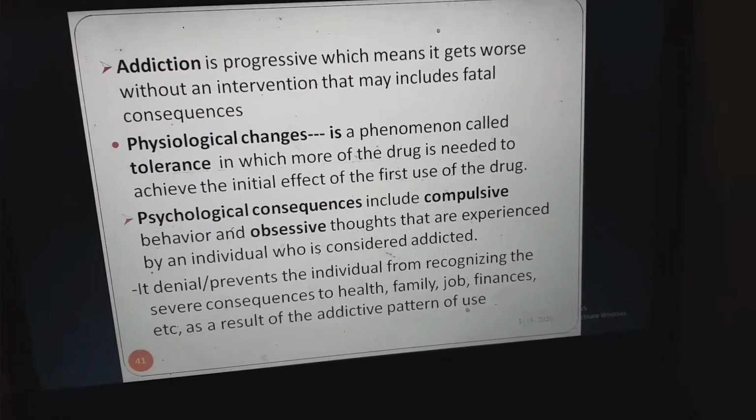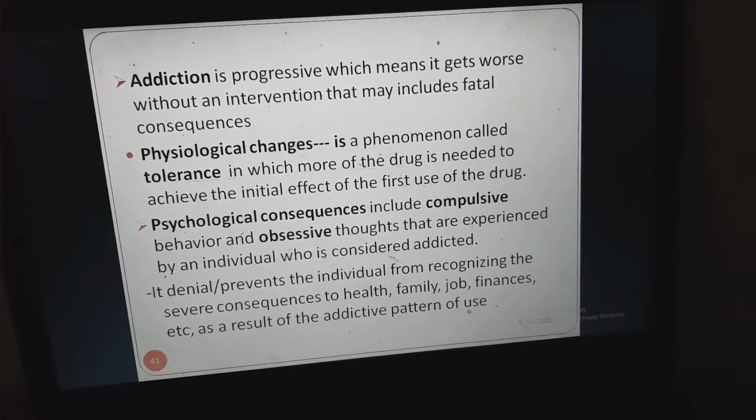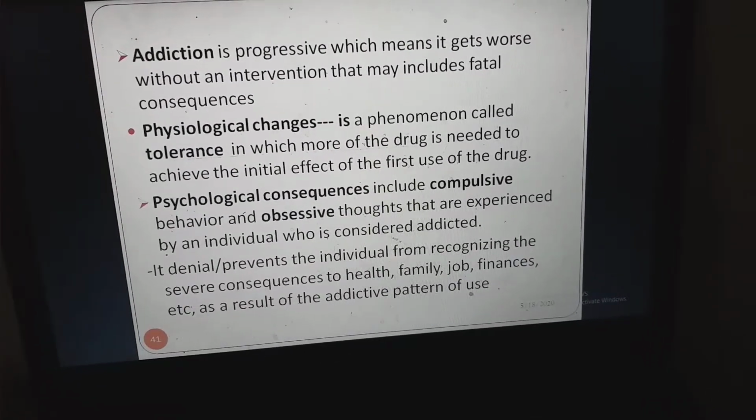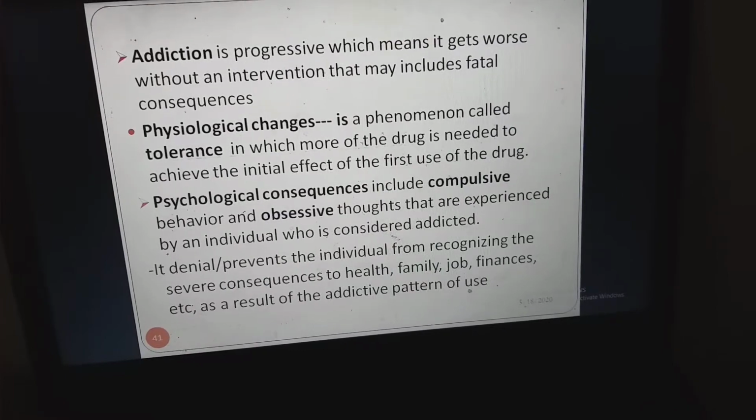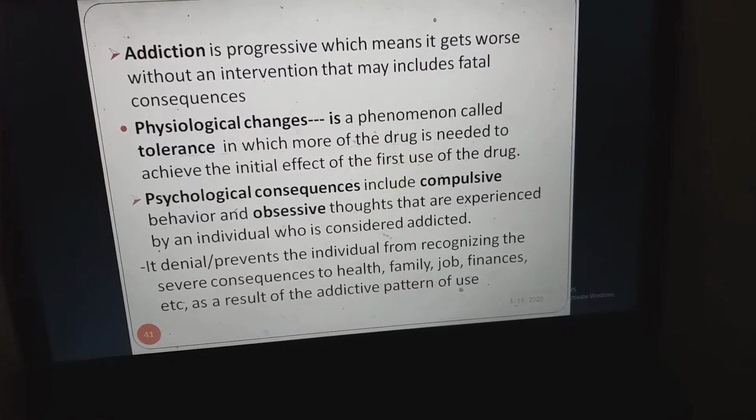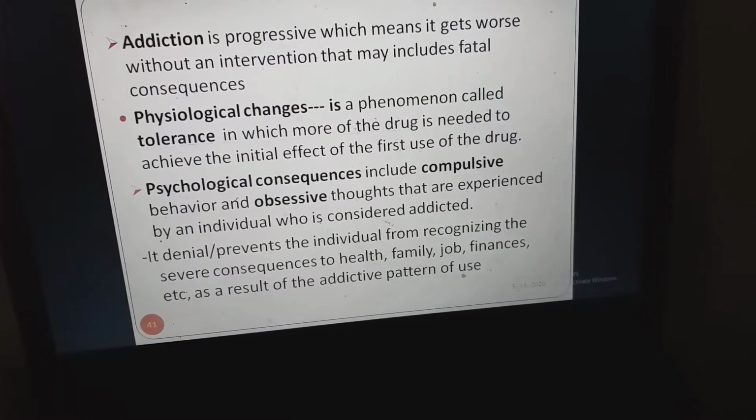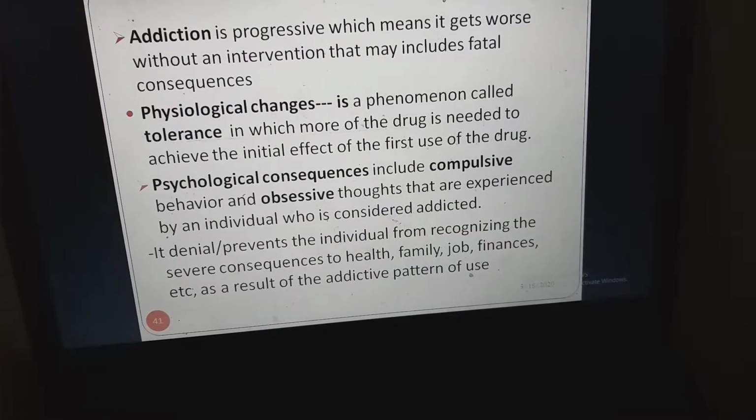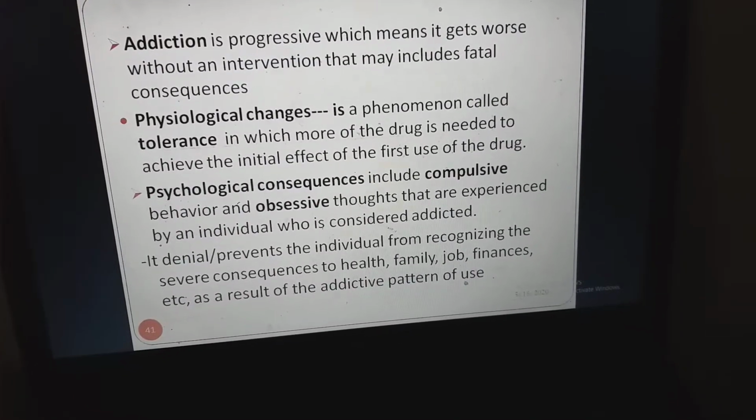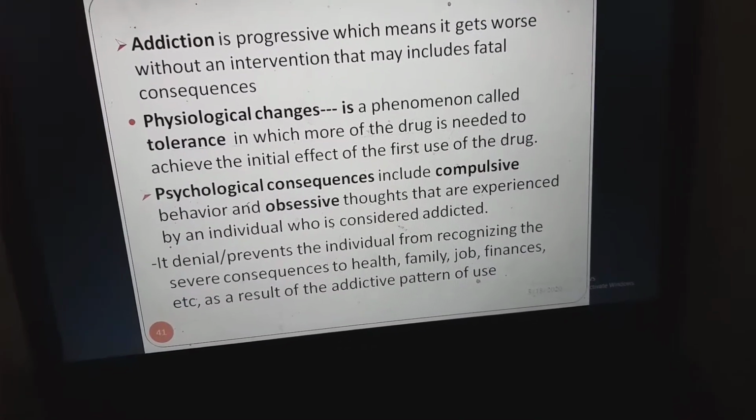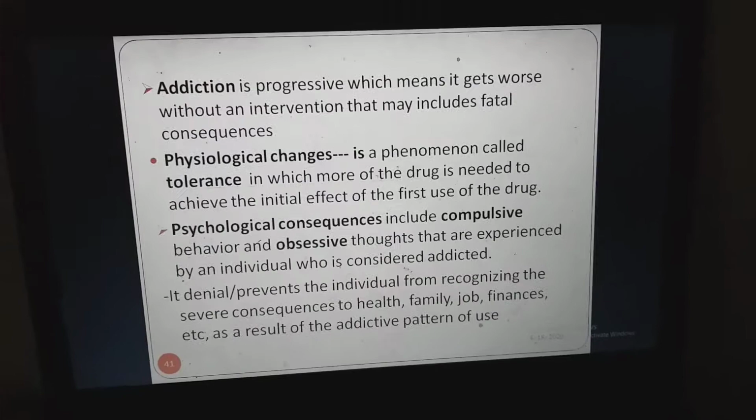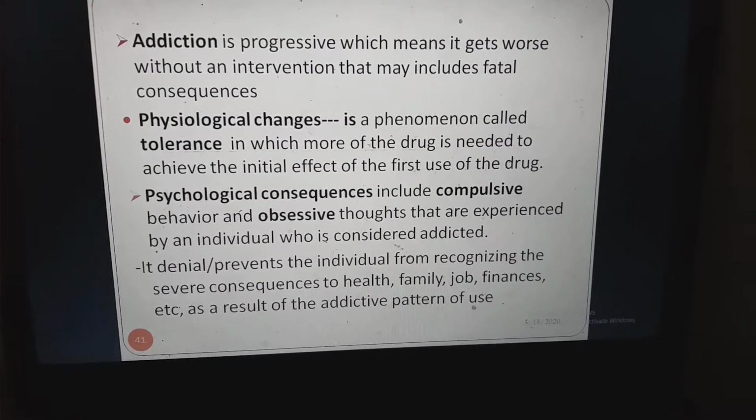Addiction is progressive, which means it gets worse without an intervention and may include fatal consequences. Physiological changes include a phenomenon called tolerance, in which more of the drug is needed to achieve the initial effect of the first use. Psychological consequences include compulsive behavior and obsessive thoughts experienced by an individual who is considered addicted. Denial prevents the individual from recognizing the severe consequences to family, job, finance, etc. as a result of the addictive pattern of use.